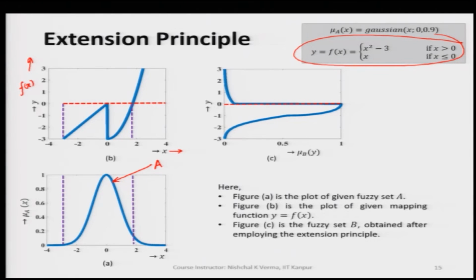Now, let us find B. Let me first tell you what figure C is here. Figure C is the fuzzy set which we have obtained after employing the extension principle. I am going to explain how we are going to get this fuzzy set B, and this fuzzy set B is in the universe of discourse Y.